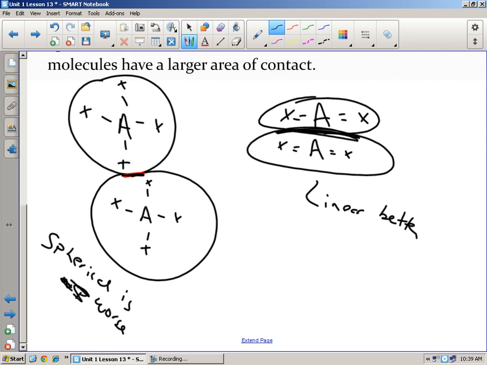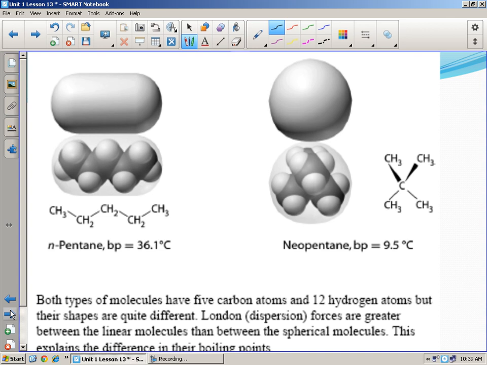Now, I'm not saying that they don't. That's absolutely not what I'm saying. I didn't say they don't. I'm just saying it's not as easy for it to attract or affect the next molecule to it. Okay? I can prove it to you. Here.